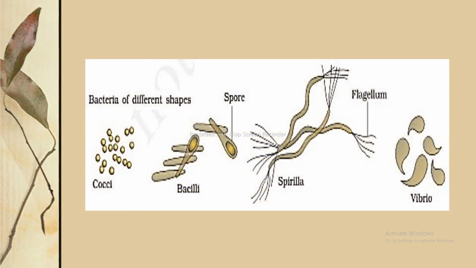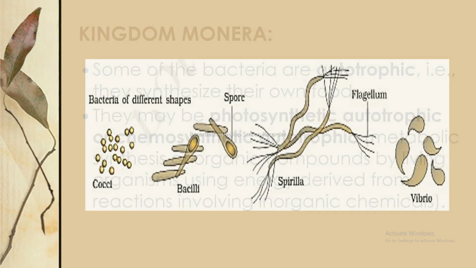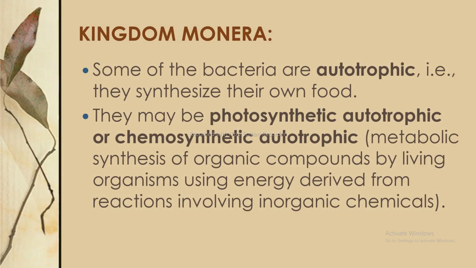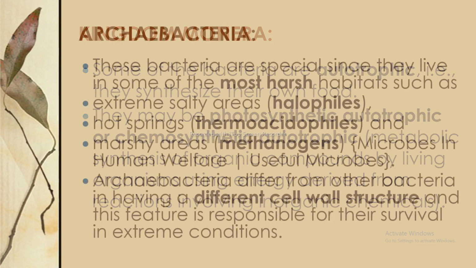So these are the bacteria of different shapes, which include cocci, bacilli, which may include spores, spirilla, which have flagella, and vibrio, as shown in the figure. Some of the bacteria are autotrophic, for example, they synthesize their own food. They may be photosynthetic autotrophic or chemosynthetic autotrophic. Metabolic synthesis of organic compounds by living organisms using energy derived from reactions involving inorganic chemicals.